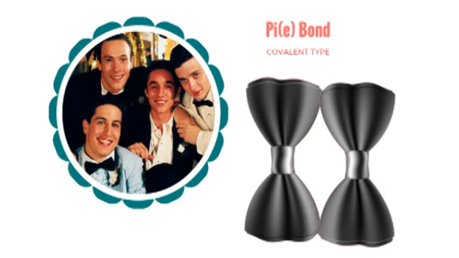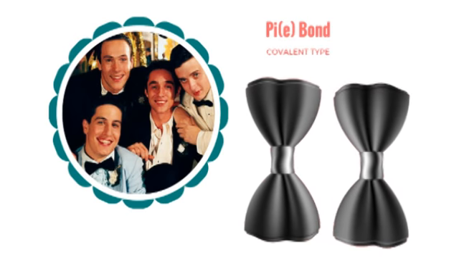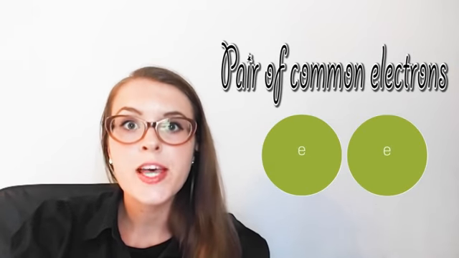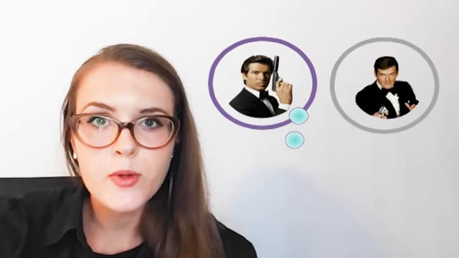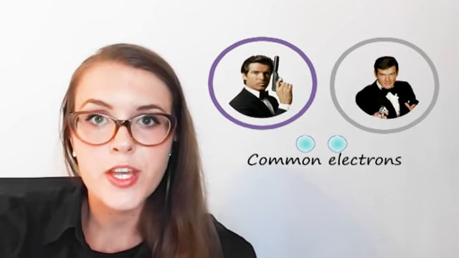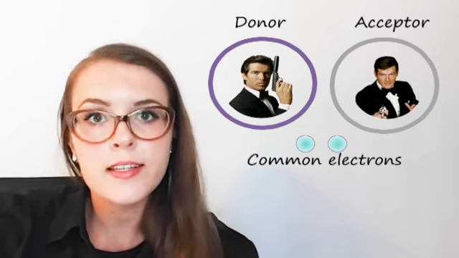Do you believe in magic? Coordinative bond. This is the type of covalent bond when we still have a pair of common electrons, but both electrons in this pair come only from one element. The atom which gives electrons to be available is a donor, and the atom which takes them to fill its valence shell is an acceptor. How to remember this?